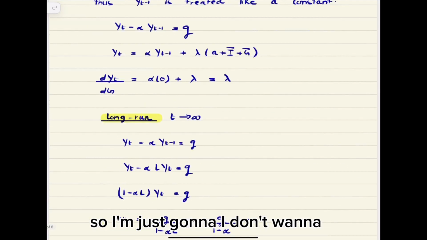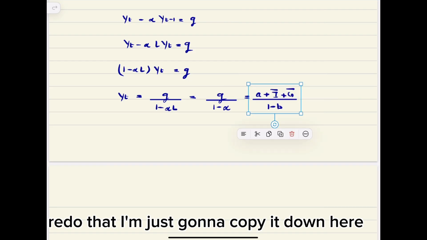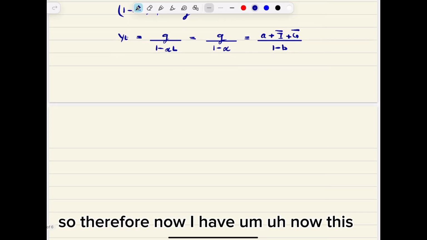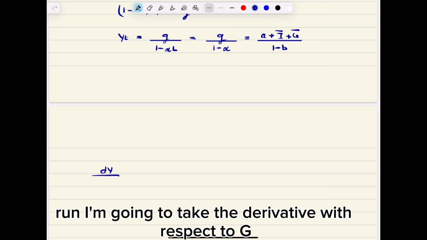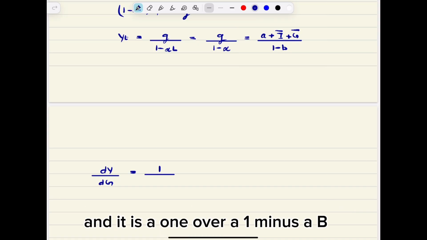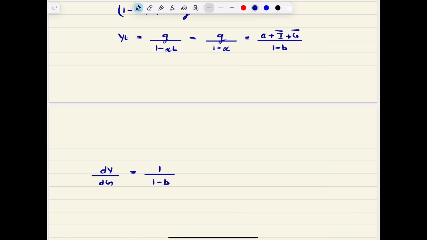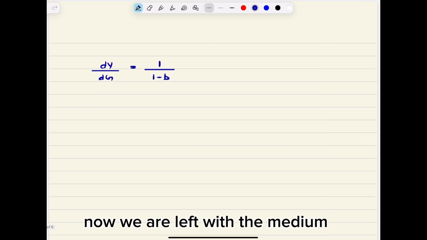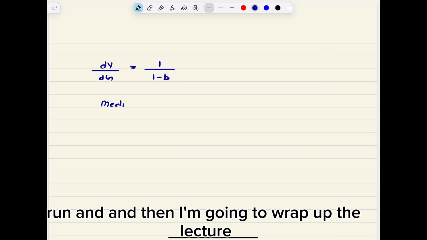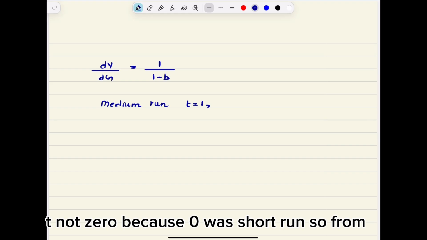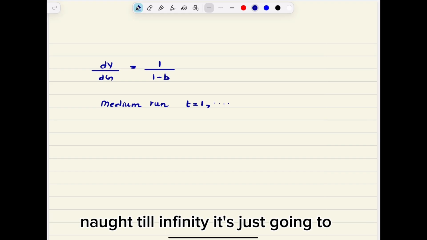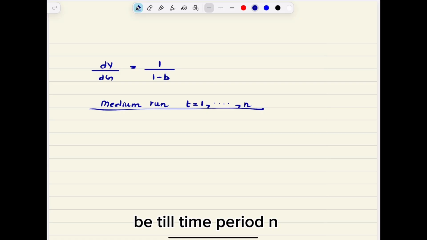I don't want to redo that, so I'm just going to copy it down here. Now we are talking about the long run, so this is the long run. I'm going to take the derivative with respect to g, and it is 1 over 1 minus a b. And now we are left with the medium run, and then I'm going to wrap up the lecture. Medium run is basically for time t not 0, because 0 was short run. So from n naught till infinity is just going to be till time period n.